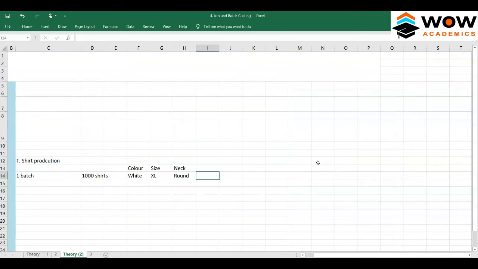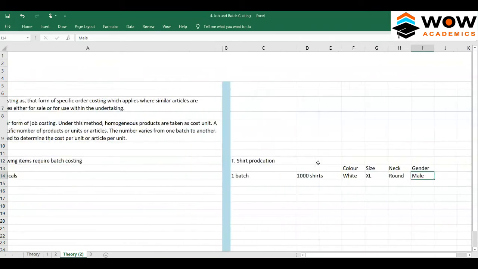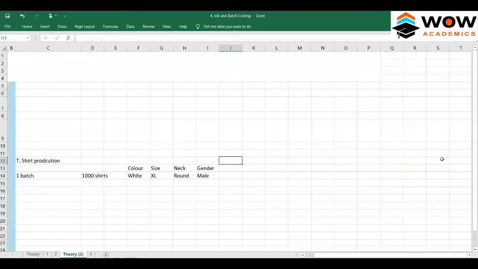and it's going to be for the gender, male. It's going to be for male gender, and its sleeve is going to be half sleeve. Okay, so this is the t-shirt they are going to produce. Look at the several combinations it has. Okay, so this is one batch.